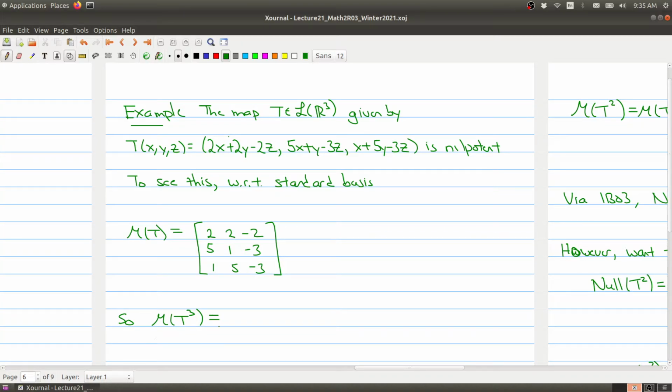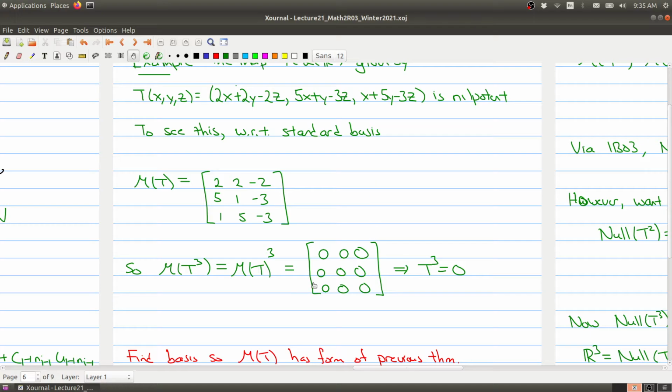By the properties we know about the matrix associated to an operator, this is the same thing as taking the matrix we started with and raising it to the third power. You could do this by hand or punch it into a computer program, and you'll find that you get the 0 matrix. This implies that T cubed is the 0 operator because it has the same matrix as the 0 operator. So we know it's a nilpotent operator, and this is one way to check.